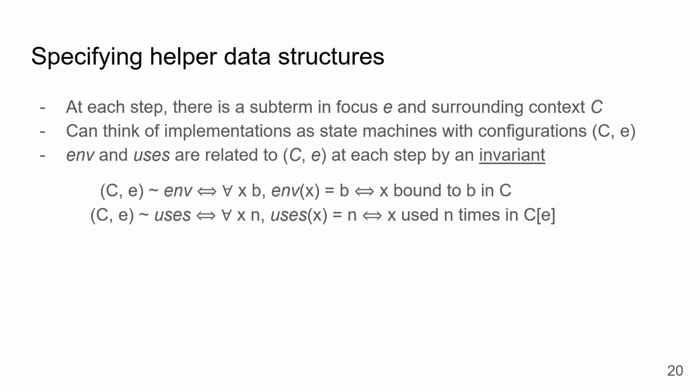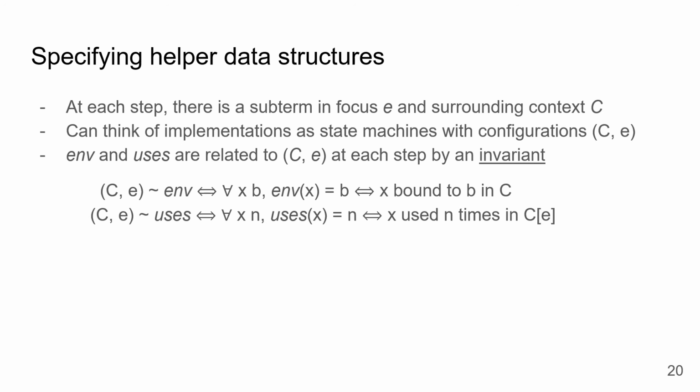Notice that at each step in this example, there was a subterm in focus, which I rendered in black font, and a surrounding context, which I rendered in gray. We can think of an implementation of a program transformation as a state machine with configurations of this form, consisting of pairs containing surrounding contexts and subterms in focus.